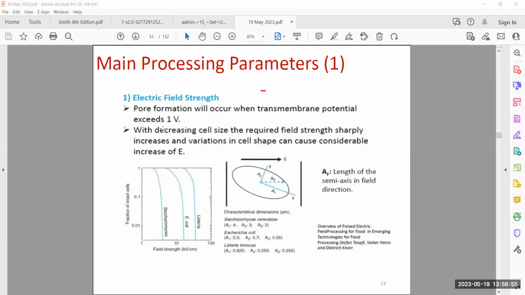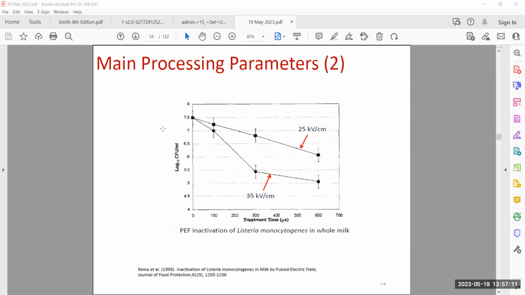So the main processing parameter is basically the electric field strength. So semakin tinggi EFS, semakin tinggi microorganism akan dibunuh. Okay. Tetapi jika semakin tinggi pun sometimes tidak bagus pada kita punya food product because dia boleh merendahkan food quality. Right? So this is the pulse electric field inactivation of Listeria in whole milk.